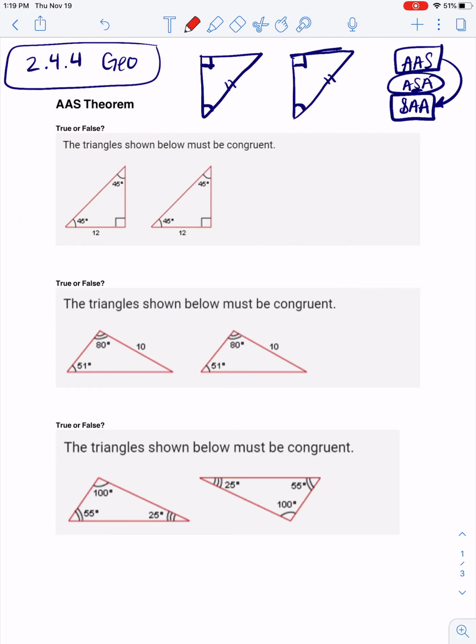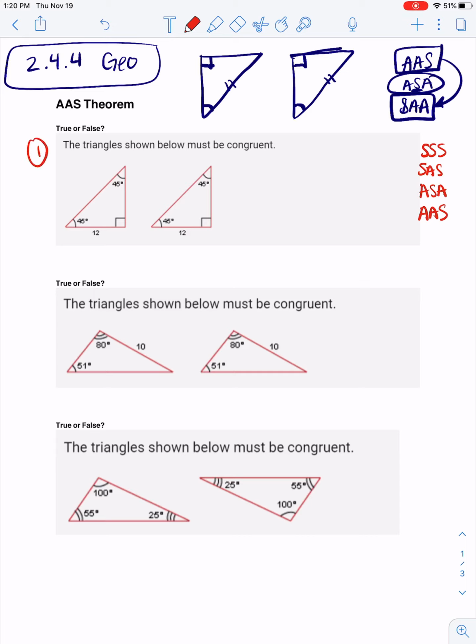So the first one says, true or false, the triangles shown below must be congruent. We know that we have side, side, side. If you know all three sides of your triangle are the same, then automatically the two triangles are congruent. We also have side, angle, side: two sides with the angle in between the two sides. Then we learned angle, side, angle: two angles with a side in between. And now we have angle, angle, side: two angles with a side not in between the two angles, but one of the other sides. So there's two options there.